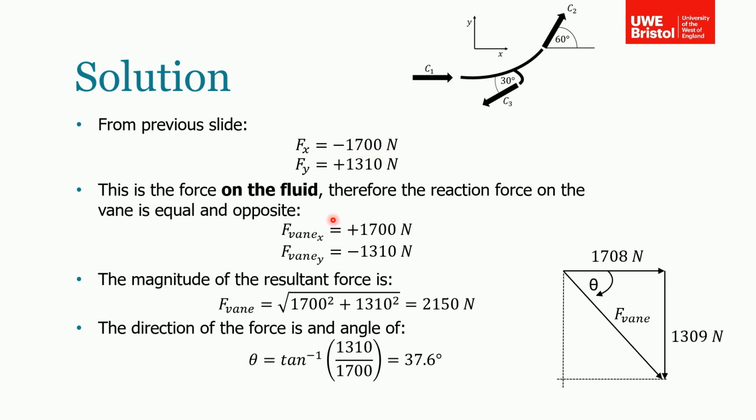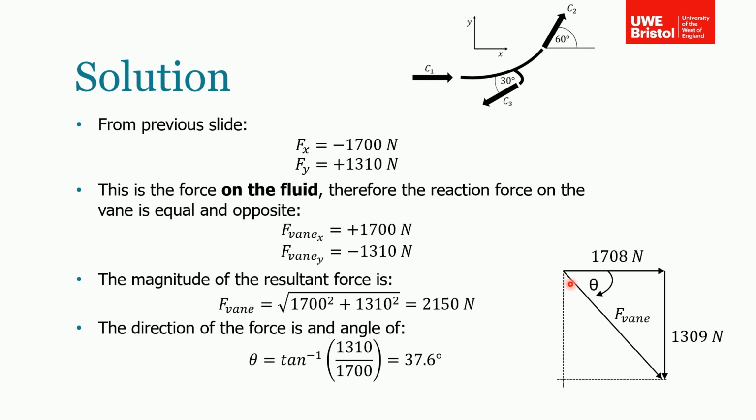But we were asked for the force on the vane, the reaction force, and because this is a force on the fluid, the force on the vane is equal and opposite to that, so we just change the sign over. So now this is a force that's acting on the vane. Okay, so it makes sense, it's pushing it back and downwards, as you could kind of expect. So we have positive force in the x direction, negative force in the y direction.